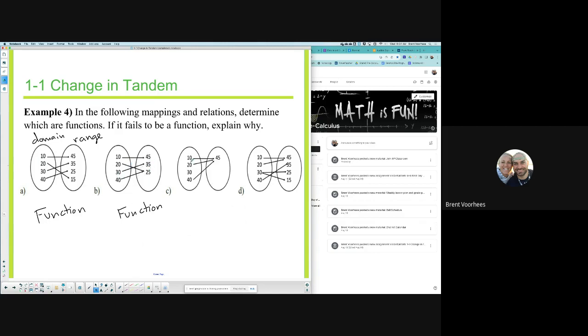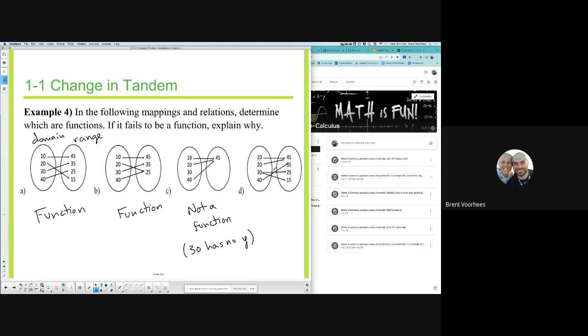All right, what about this one? Is this a function? Not a function. What's the problem? 30 doesn't have a y. Yeah, 30 has no y. Put that in parentheses: 30 has no y. There it is.